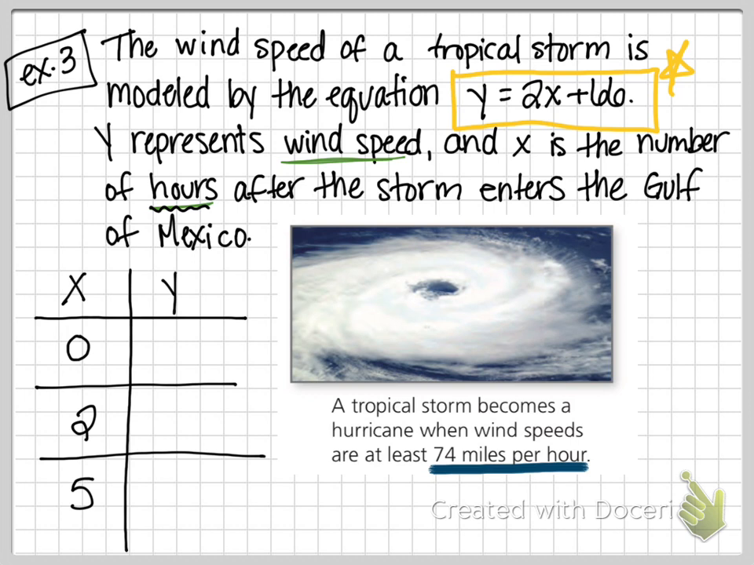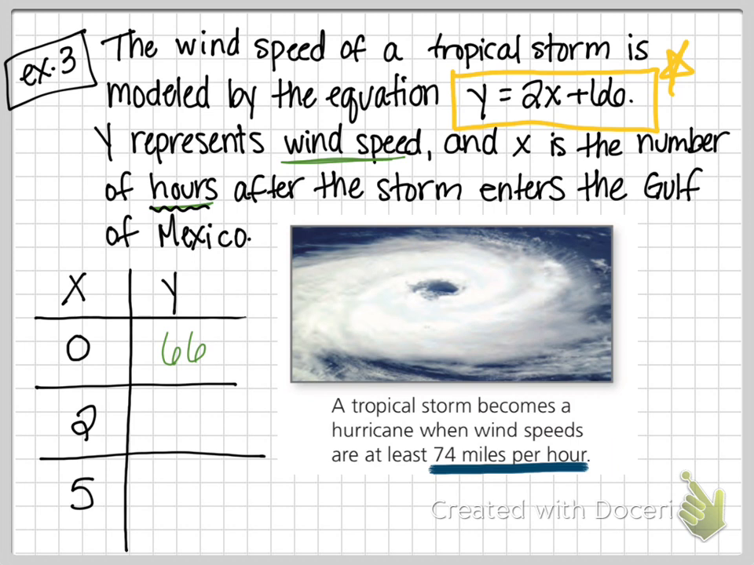So after 0 hours, we would do y equals 2 times 0 plus 66. 2 times 0 is 0 plus 66. So after 0 hours, like right when it enters the Gulf of Mexico, the wind speed of the storm is at 66 miles per hour. So is it a hurricane yet? If we look down here, well, no, it's still only a tropical storm level wind, okay?